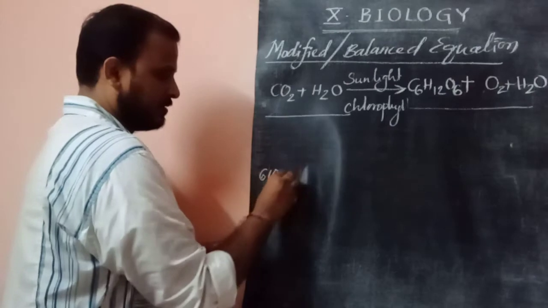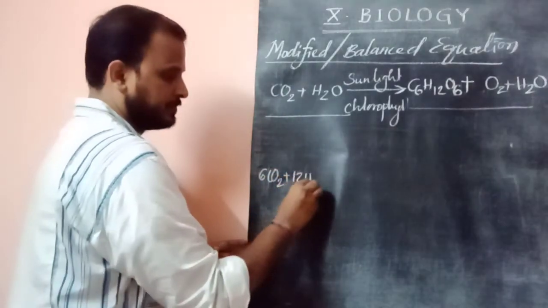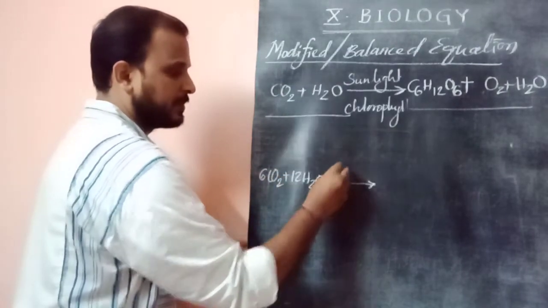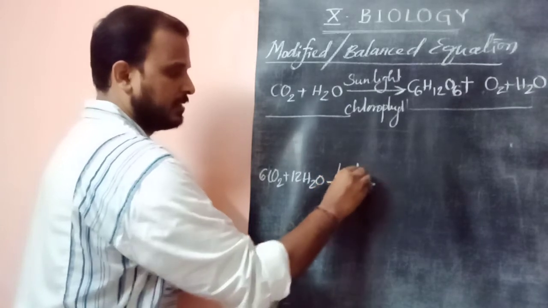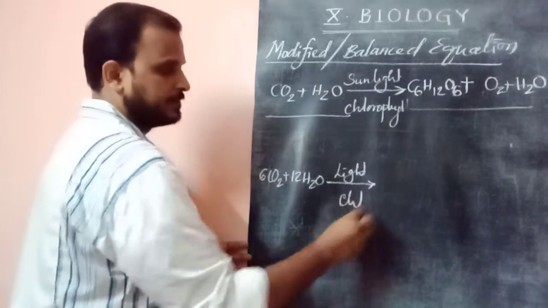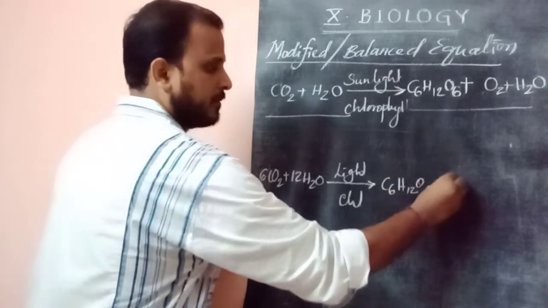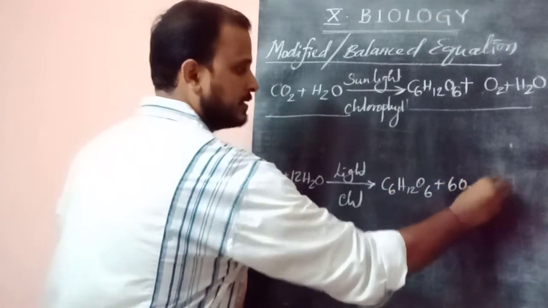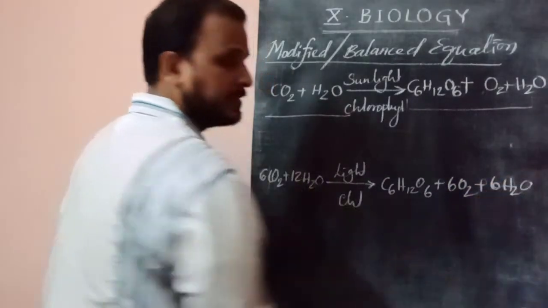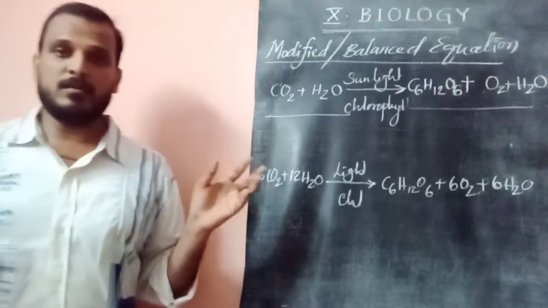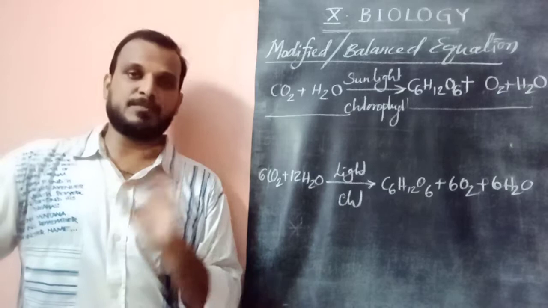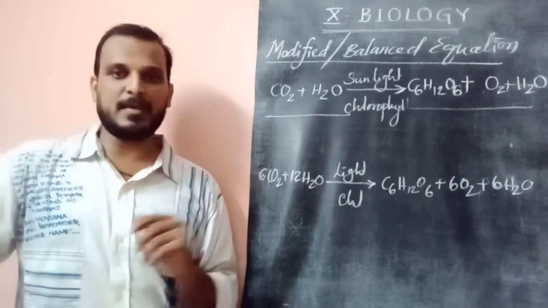6CO2 plus 12H2O gives rise, in the presence of sunlight and chlorophyll, to C6H12O6 plus 6O2 plus 6H2O. I am writing all the reactants and products as they are, but their numbers are changing to balance it.